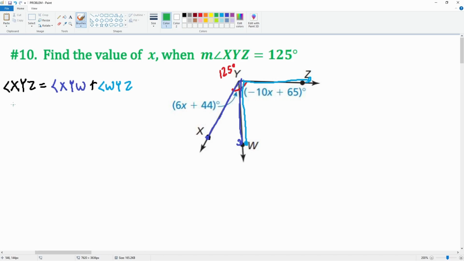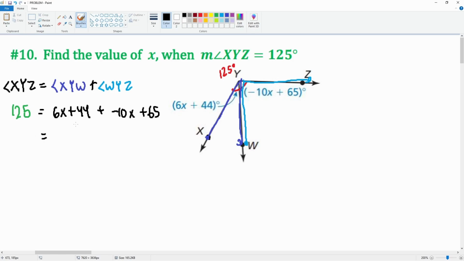So we can now plug in our values that we have. We know that angle XYZ is 125 because that's what the question says. Then we have angle XYW, which from the image gives us 6x plus 44, plus then we have WYZ, which is negative 10x plus 65.